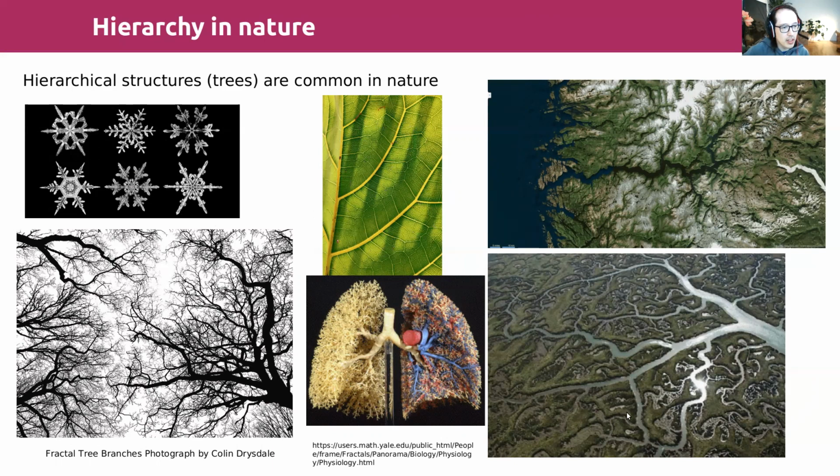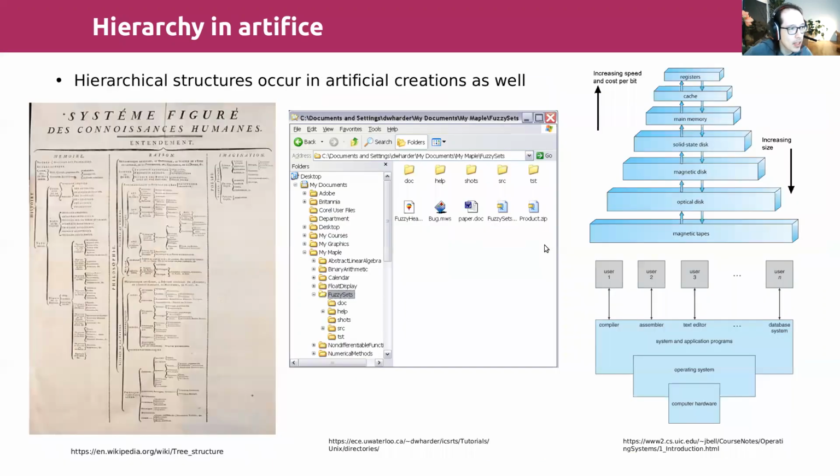Things like rivers and fjords also have branching tree-like patterns that emerge. So both living and non-living things tend to exhibit this pattern. In artificial systems, we have lots of hierarchy. So for instance, the encyclopedia here and how it's organized. File systems on computers are hierarchical. The structure of computers, how computers are organized, and the memory, for example, has a hierarchy.